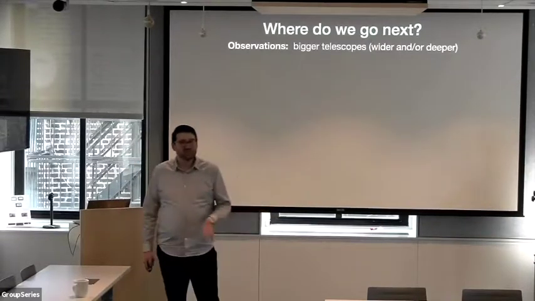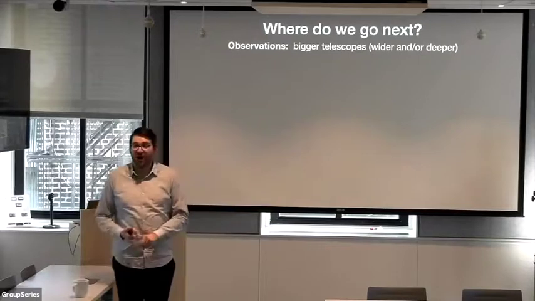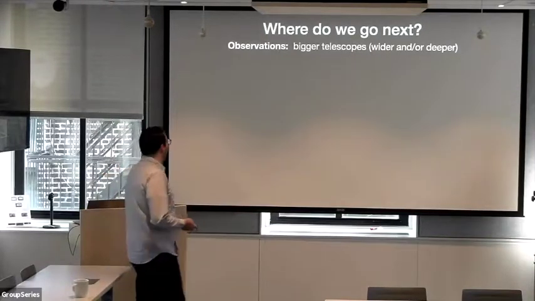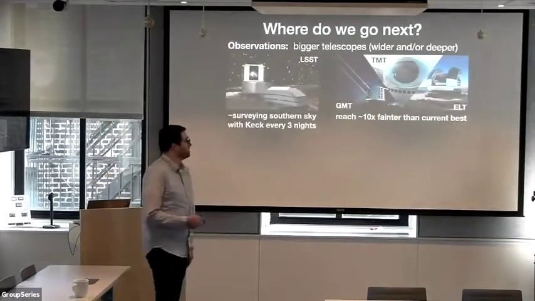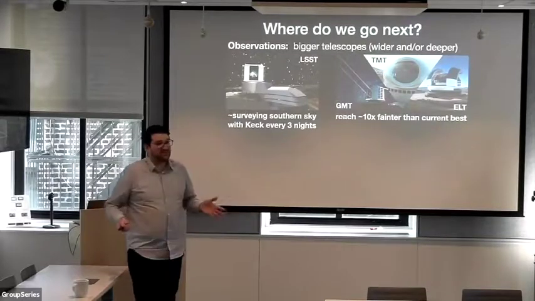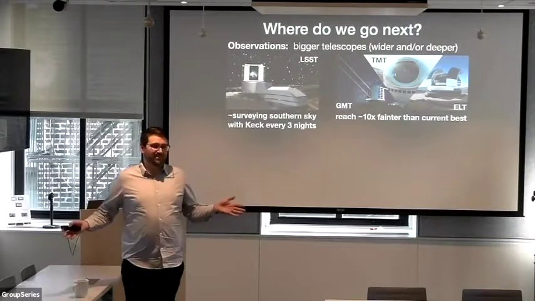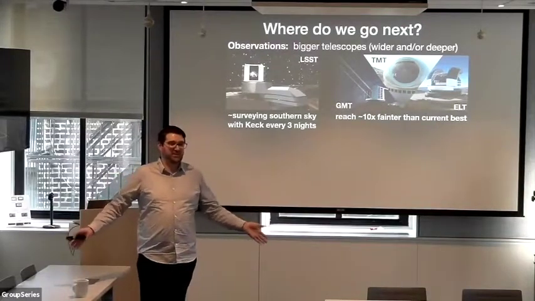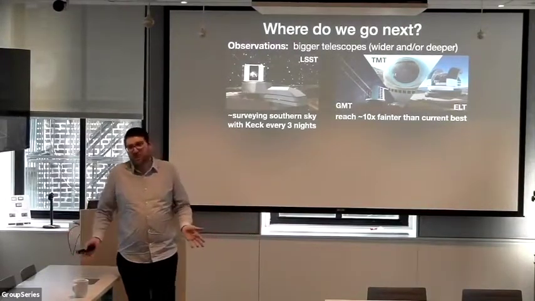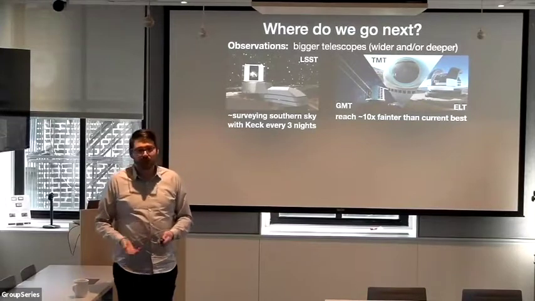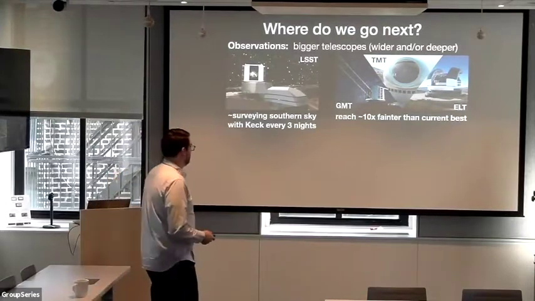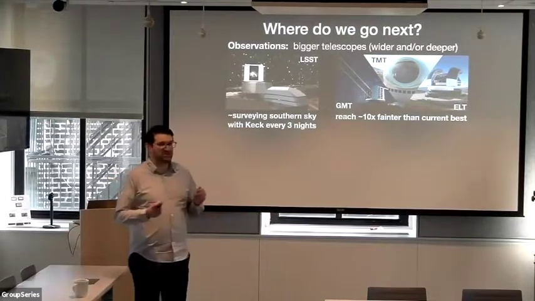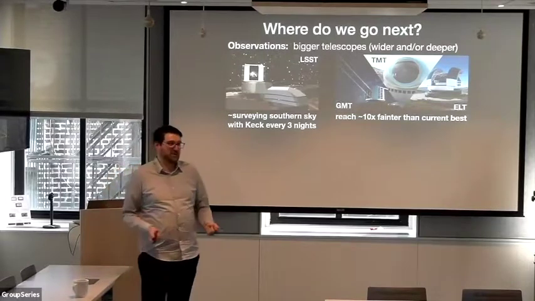With observations, we want to go wider and we want to go deeper, basically. Ground-based, we're looking at things like LSST. I think of LSST as basically taking Keck, the best telescope in the world today, and using it to survey the southern sky every 3 nights. This is what LSST will be capable of. Whether it'll actually do that remains to be determined. But this is using the best telescope in the world as a survey telescope, basically.